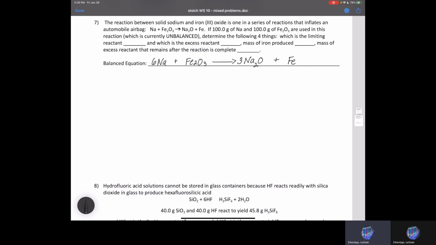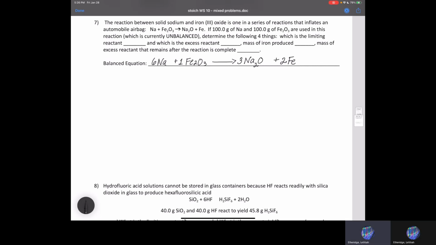And then I'm going to check what else is out of whack. So my iron, I have 2 on the left side. I need 2 on the right side. I'm going to put a 2. And then I think we are balanced. So this coefficient is going to be 1. So 6 sodium, 2 iron, 2 iron. Yep, 3 oxygen, 3 oxygen. We are there.